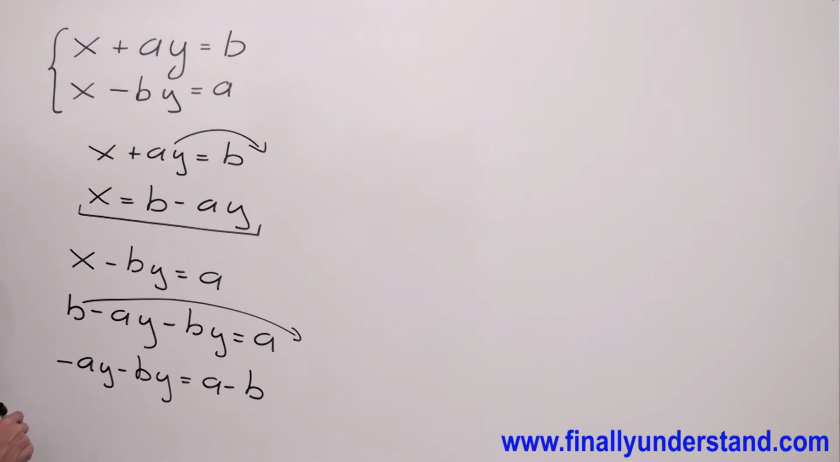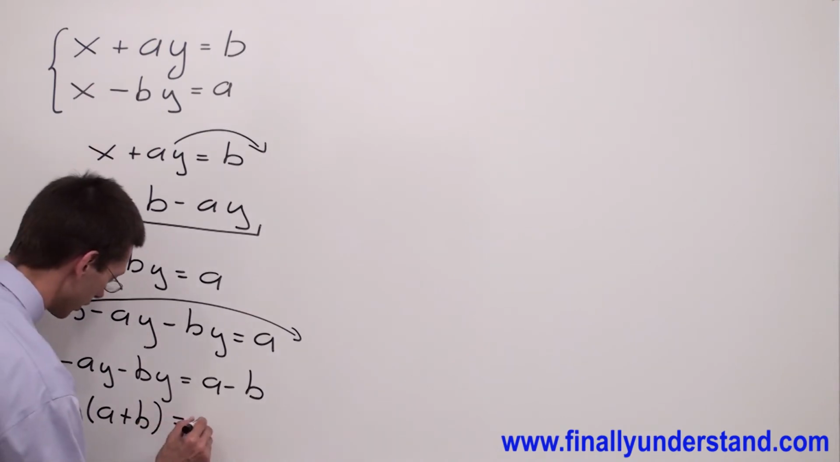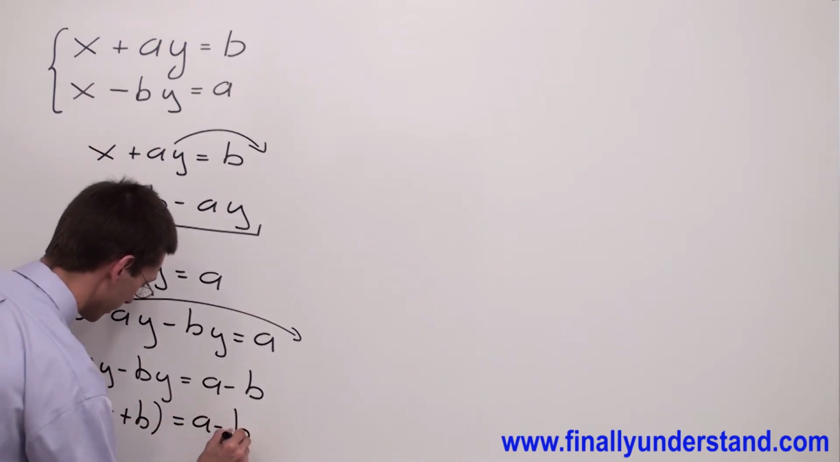Next, please notice that we have y in these two terms. What am I supposed to do next? I'm going to factorize y, okay? And I'm going to also factorize the negative sign. So I'm going to have common factor negative y. And inside of the parentheses, I have a plus b equals a minus b.